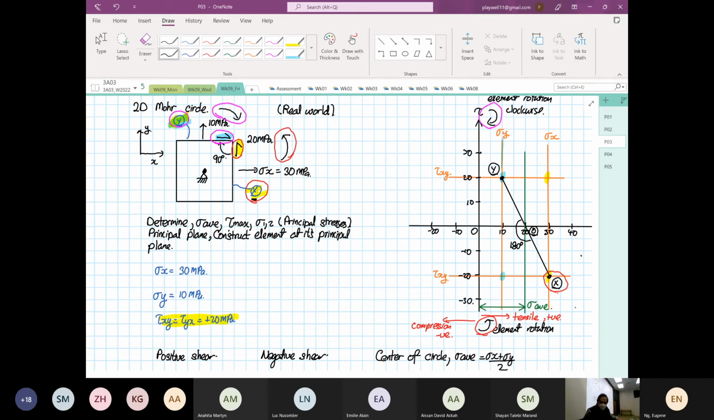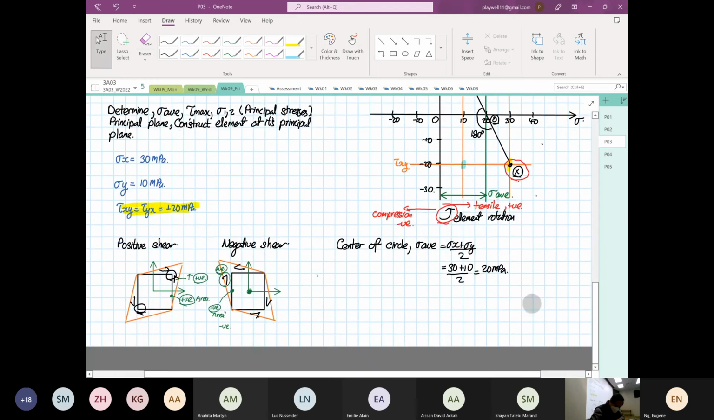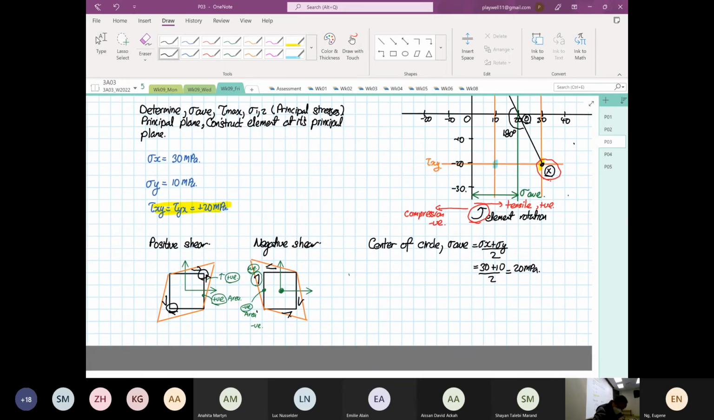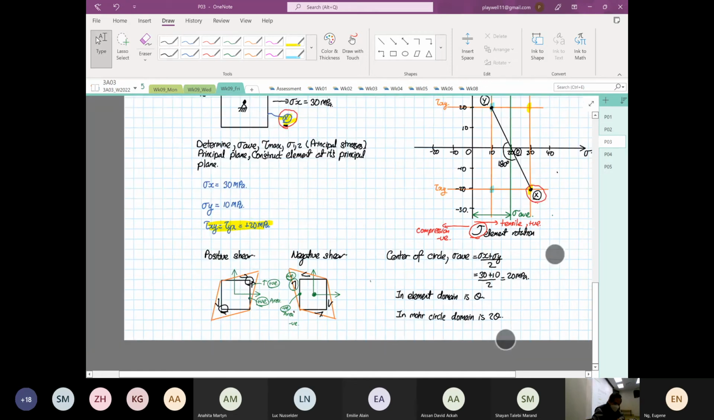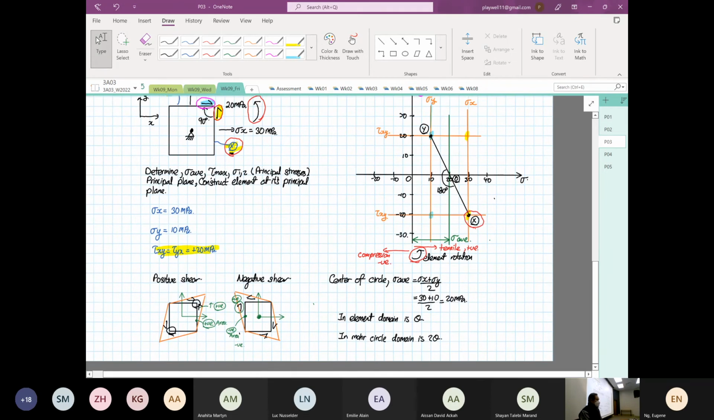So I'll write this out. In the Mohr circle, or in the element domain, the angle is theta. In the Mohr circle domain, it is 2 theta. I don't want to prove it mathematically because we'd write 2 pages of formulas and equations. I'd rather relate it this way to you all.